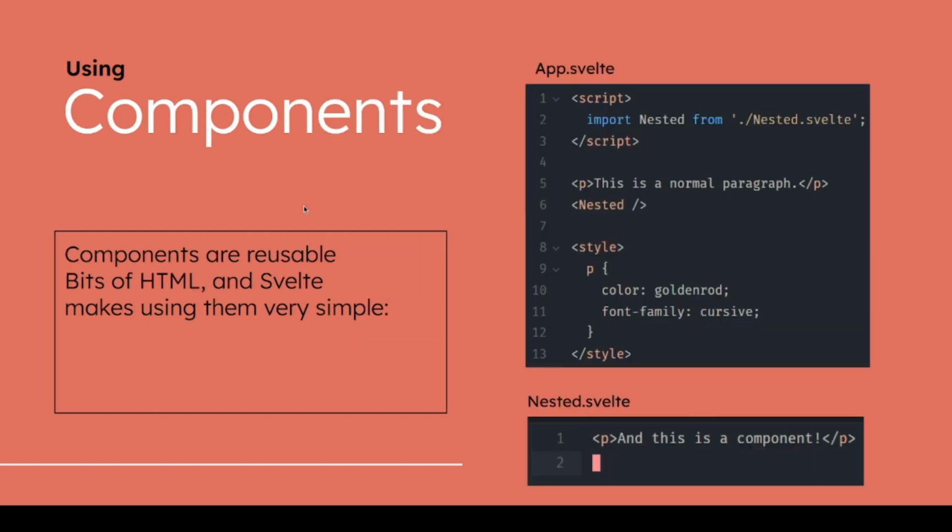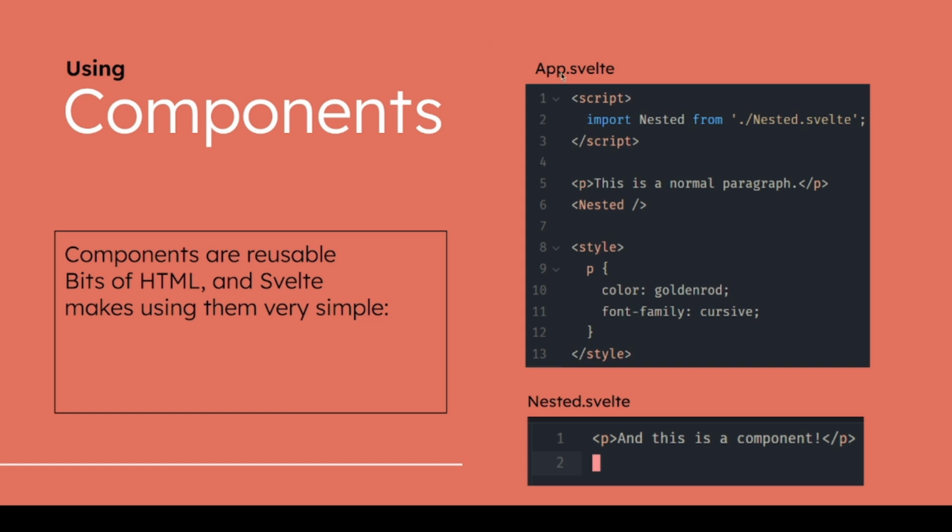Another really important part of Svelte is the component-based system. So components are reusable bits of HTML, which is absolutely essential for a good developer experience to create a consistent UI throughout your product. So the way that we handle components here is that we have two files. We have an App.svelte and a Nested.svelte.